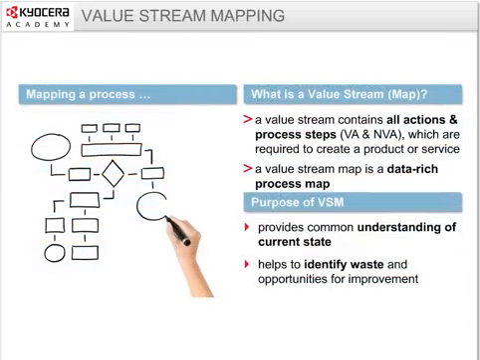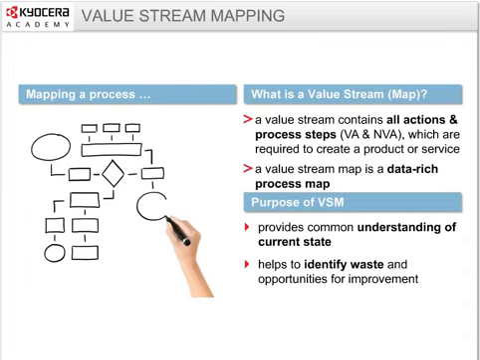After clarifying the term value, and describing the types of waste, we now want to talk about value stream mapping. Value stream mapping is the most essential and powerful Lean management principle and tool. Value stream mapping is used to map and visualize a business process. A value stream contains all actions and process steps, which are required to create a product or service.